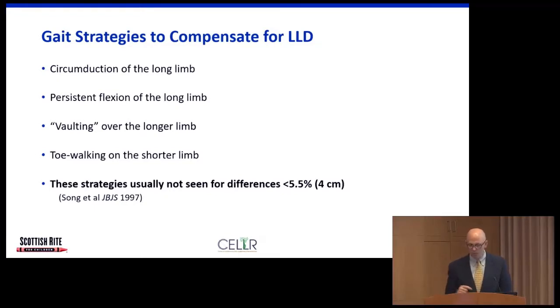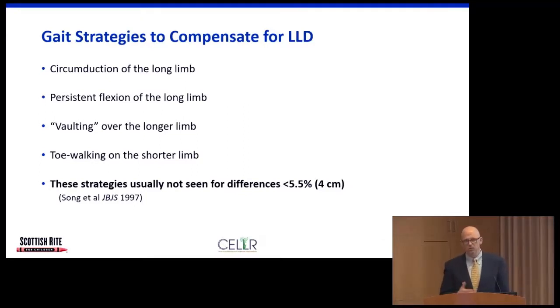They may walk with the long leg, in particular the knee, bent. So they will walk with the short leg flat on the floor and bend the long leg. They may vault over the long leg instead of swinging it out to keep their pelvis level. They may step up and over the long leg, so they'll have a very distinct gait. Or they're going to walk on their toe on the short side, which is probably the most common.